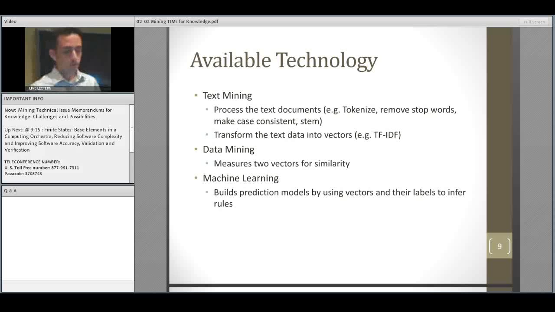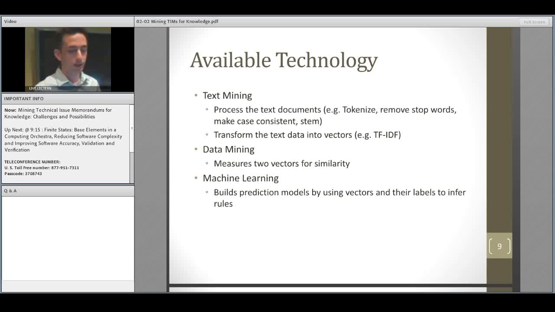So technology is available. There are tools that implement algorithms efficiently and quickly for mining text, that process text documents in ways such as tokenizing them, basically breaking them up into words, removing the white space, removing any stop words such as the, a, that sort of thing. Making case consistent, stemming words.